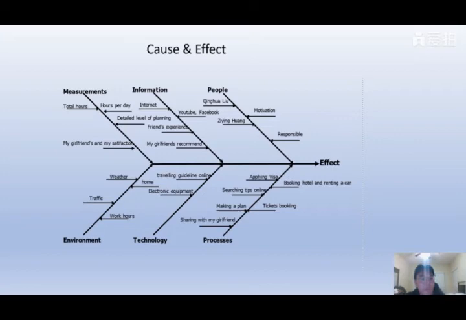As for measurements, the total hours and hours per day I spend preparing the plan, including the detailed level of planning and my girlfriend's and my satisfaction with the plan.